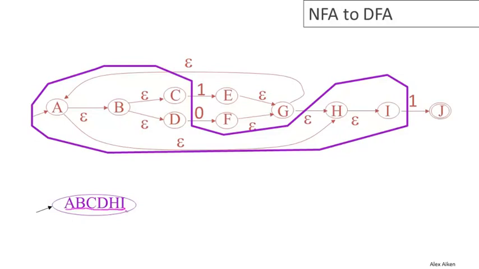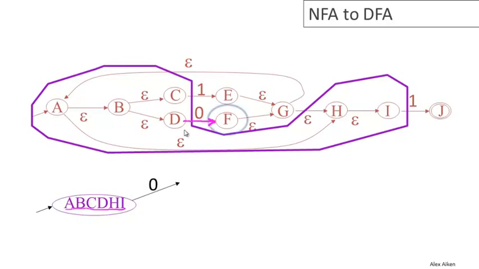So the alphabet of this machine is 1 and 0, so we have to have two transitions out of this state, one for an input of 1 and one for an input of 0. So let's do input 0 first. And we can see, looking at the purple set, that there's only one possible transition, and that's from the state D to the state F.